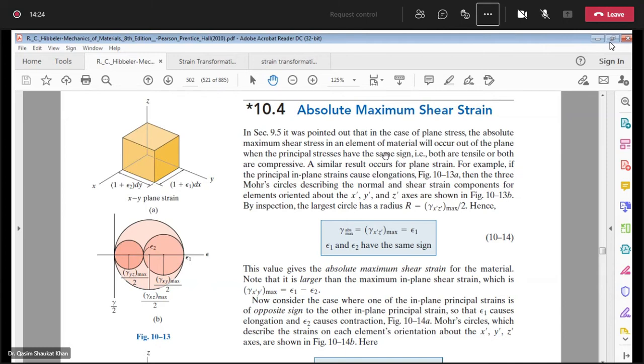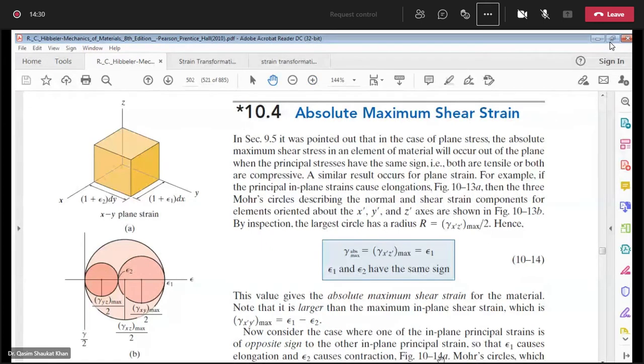So in case of the plane strain, if we just focus on this figure now, this is your element, a 3-dimensional element. And this is your x-axis, this is your y-axis, this is your z-axis. And if you see, we have a principal strain along the x and y-axis, but we have no strain about the z-axis, because we are working in 2 dimensions, x and y. And then corresponding to these elements, with these principal strains, we have drawn this Mohr's circle.